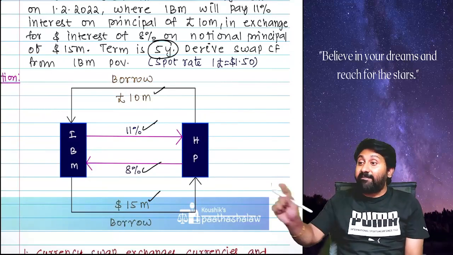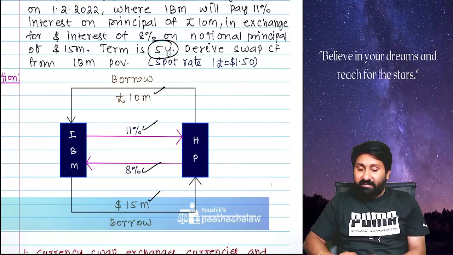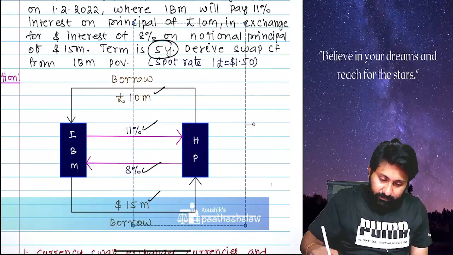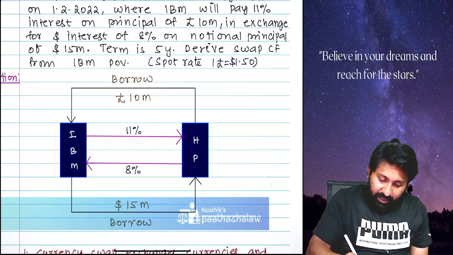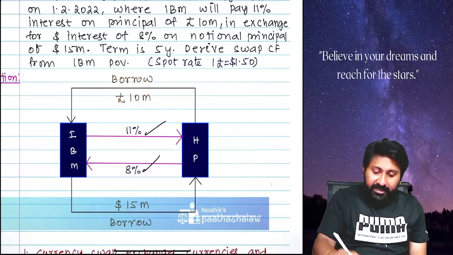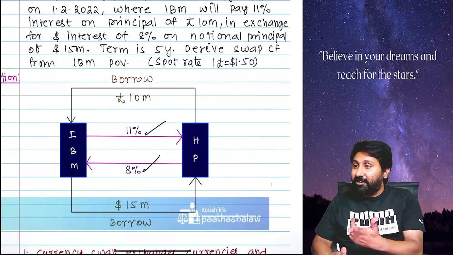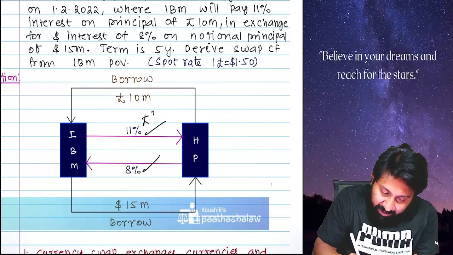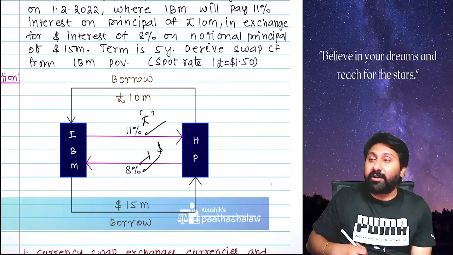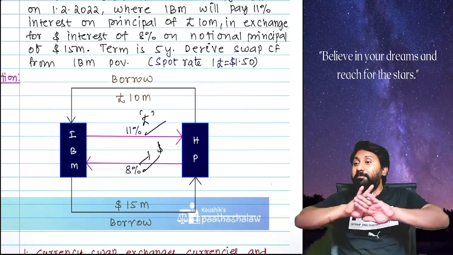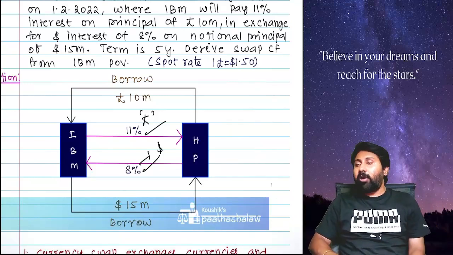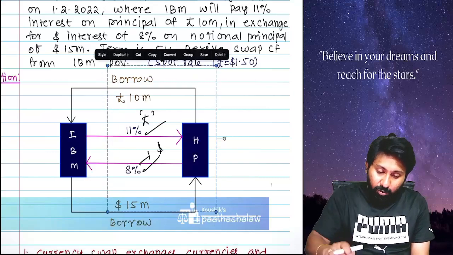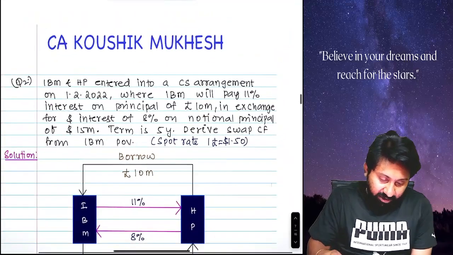Do you know why? 11% is exchanged for 8% in this case. Here 11 is paid and 8 is received. 11 and 8 can't be set off because there is a difference of 3%, and moreover this payment will be made in pounds, and this payment will be made in dollars. Therefore you cannot make transactions in this way. You have to make a conversion and calculate. How to do that? Let us see what they have done.